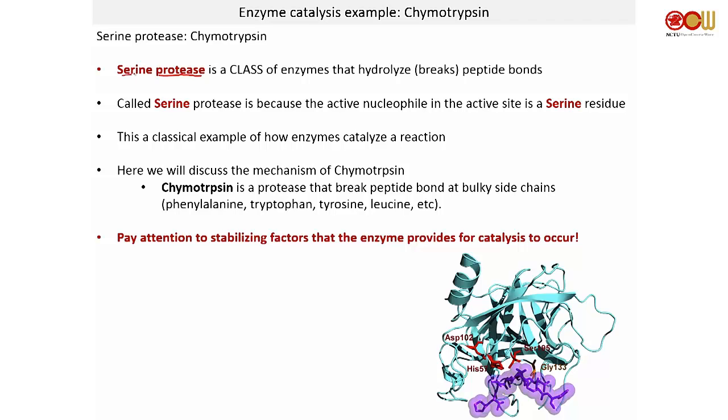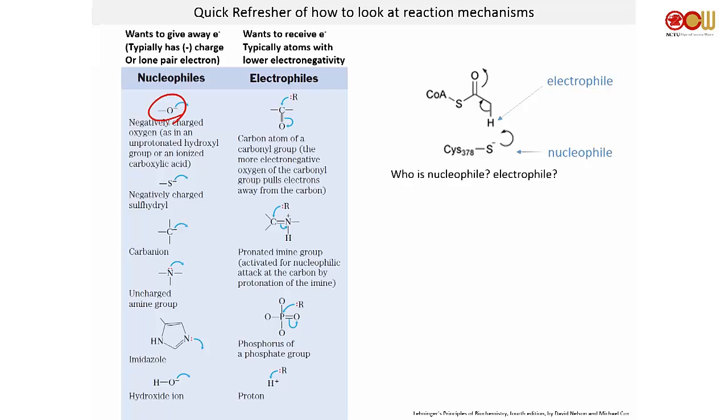And we call it serine protease because it's an enzyme where the active nucleophile is a serine residue. Protease is a class of enzyme that breaks peptide bonds. Serine protease is called serine because the active nucleophile is going to be a serine. So nucleophile, right? It's going to be something that looks like that. It's not cysteine, right? It's going to be that.